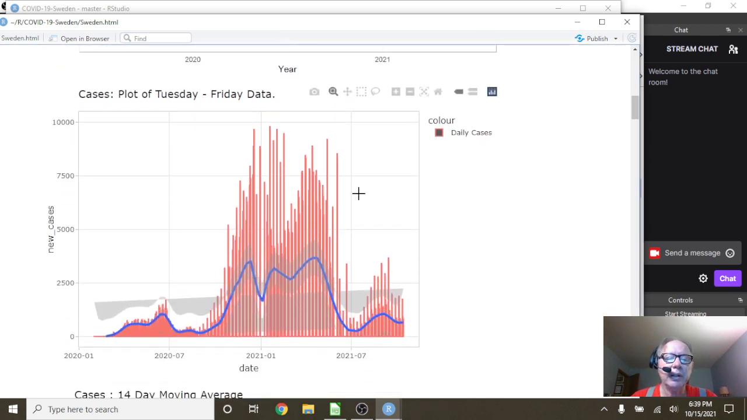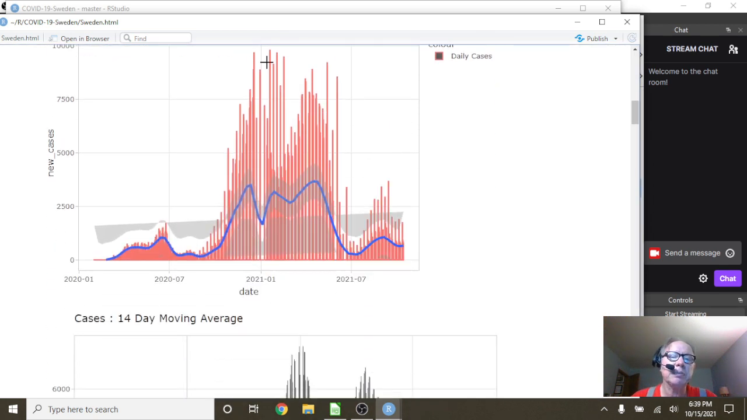Now, if we come down here, this is what I was talking about, the spikes. These big spikes here are all Tuesday numbers. So unfortunately, we don't really know what the daily numbers are at this point. So instead of worrying about the individual numbers, we're only going to be concerned with this blue line here. This is our trend line, and the trend's our friend.